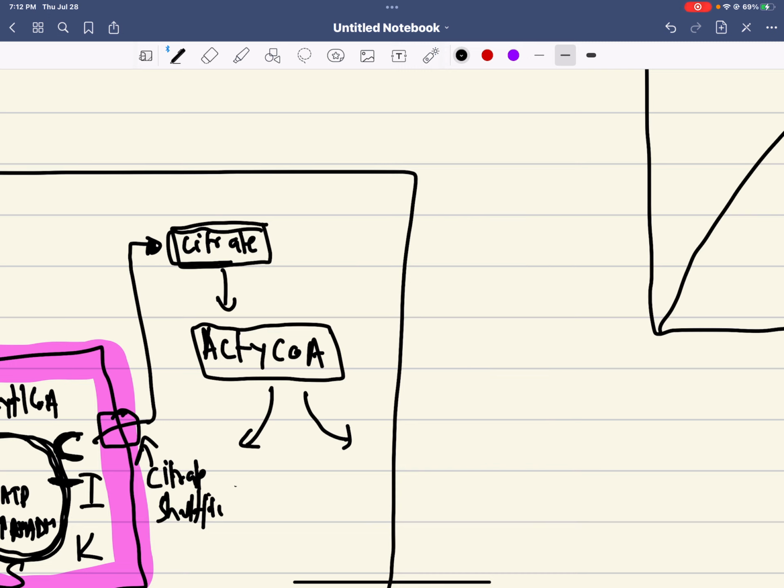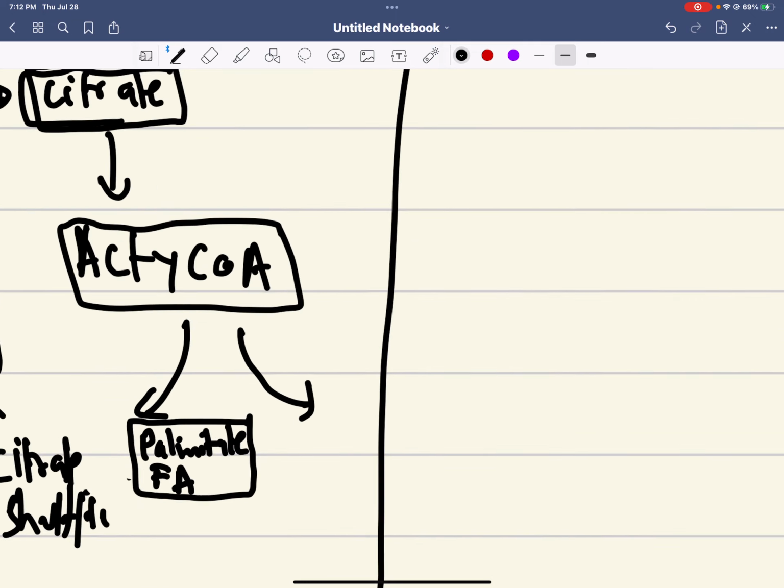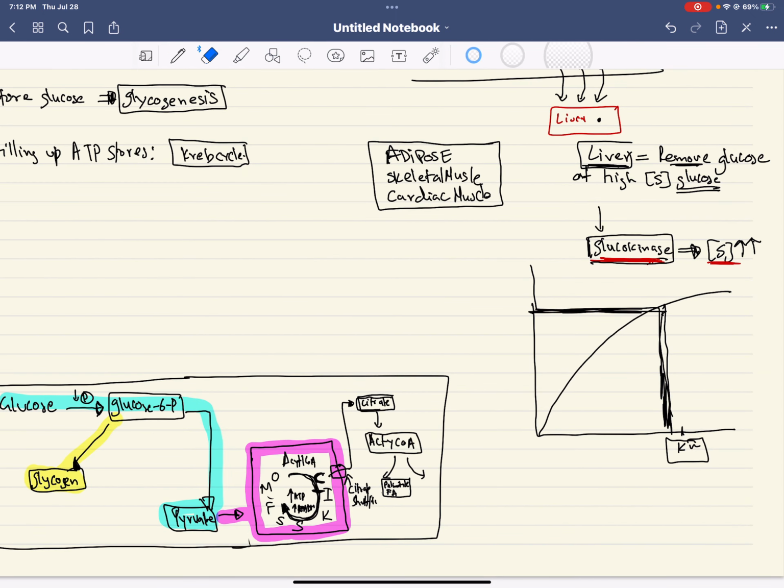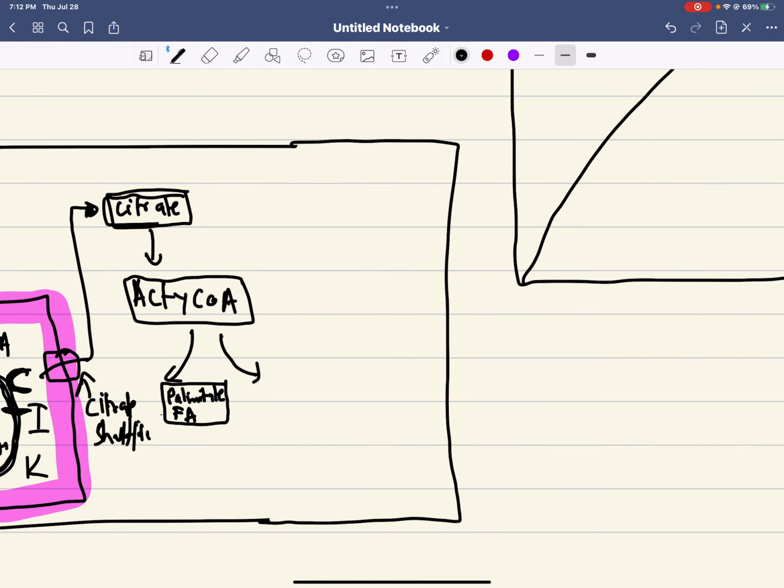this acetyl-CoA can be used to make two things, right? So what are those two things? One is palmitate, which is fatty acids. What is another one? So we'll actually expand this further a little bit. So palmitate, and what else can you make from here? Cholesterol.